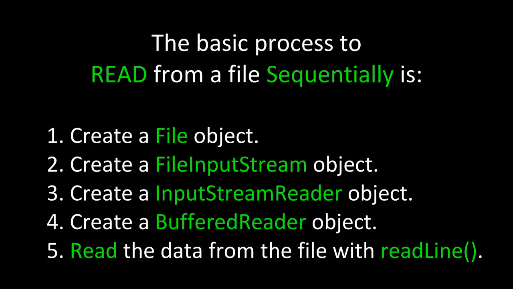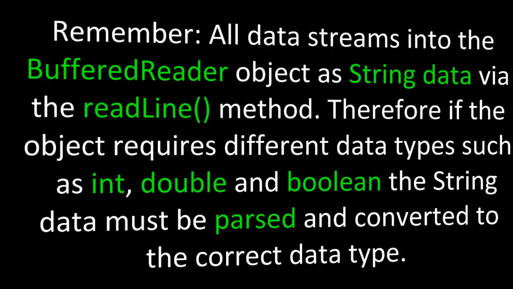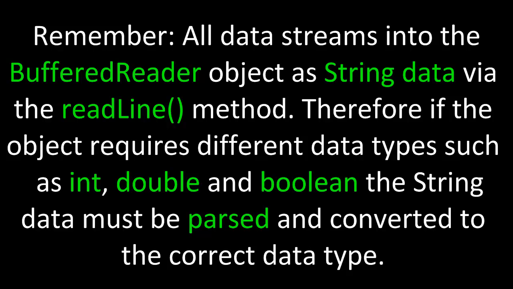The basic process to read from a file sequentially is, first, create a file object. Second, create a file input stream object. Third, create an input stream reader object. Fourth, create a buffered reader object. And finally, read the data from the file with the readLine method. Remember, all data streams into the buffered reader object as string data via the readLine method. Therefore, if the object requires different data types, such as int, double, and boolean, the string data must be parsed and converted to the correct data type.